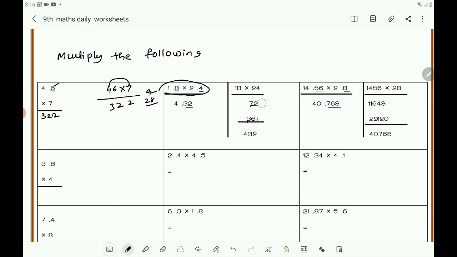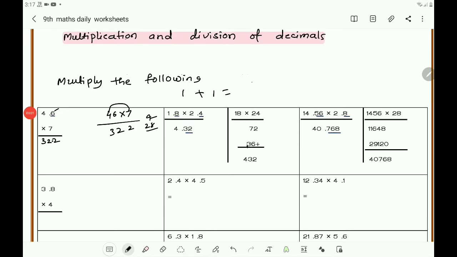Then here you have to think about the decimal point. Here is 1 digit. Here also 1 digit. 1 plus 1 is 2, so after the decimal point, 2 digits. So you start from 1, 2, count from right. And here 4.32. 1.8 into 2.4, the product is equal to 4.32.